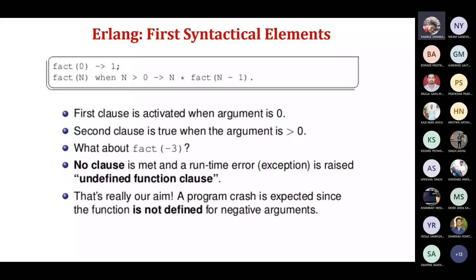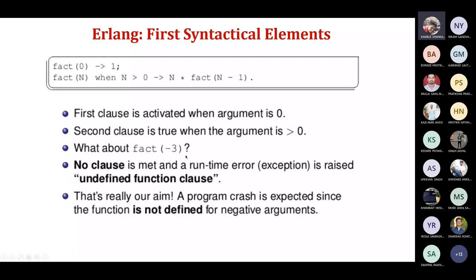Okay. Now we have a revised code here, right? So fact of n, when n is greater than 0, we are going to use this particular condition here. Now the first clause is executed when the argument is 0, that is this. The second clause is true when the argument is greater than 0, because of the guard that we have added here.